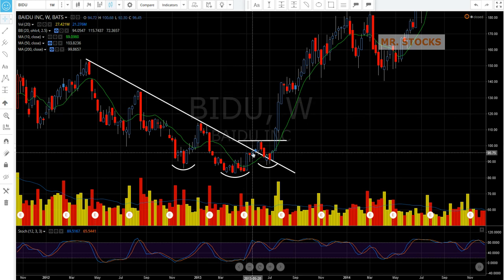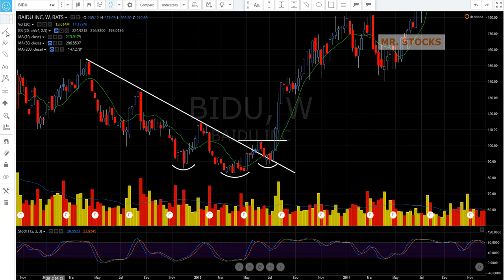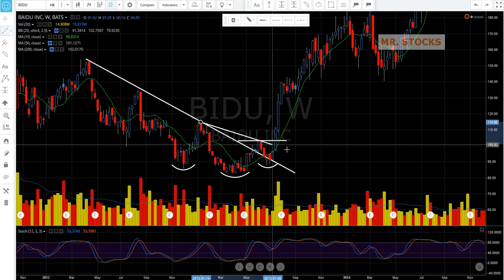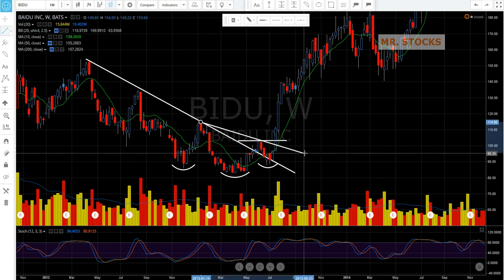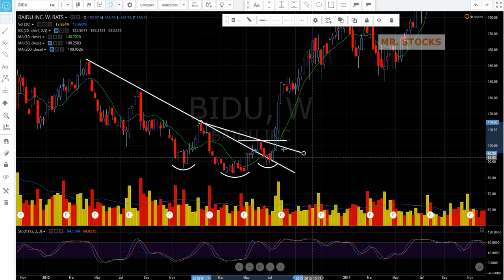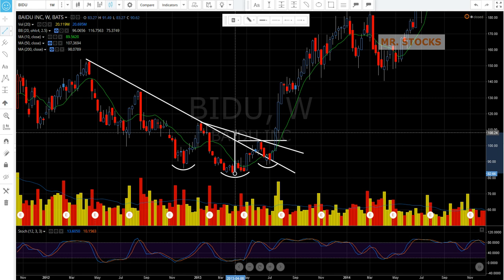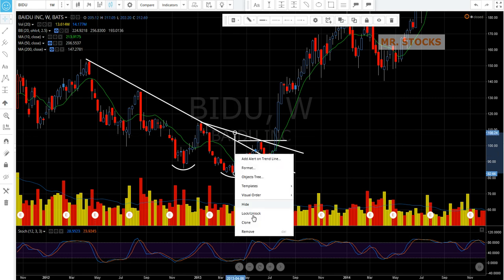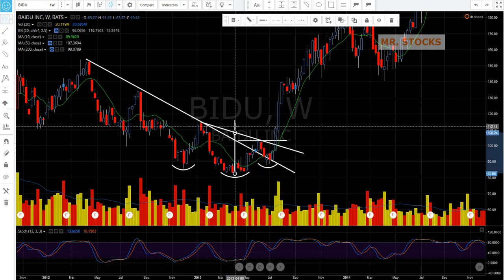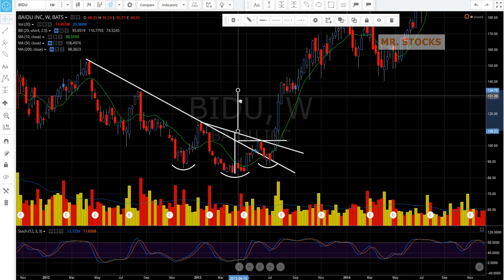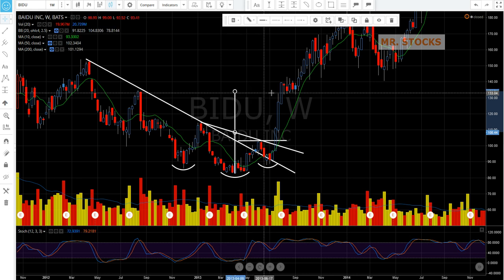One other thing, let's see. Oh, I wanted to go ahead and show you a measured move, another one, so you can get an idea how measured moves work. Here's the neckline for the inverse head and shoulder. Here's the measured distance. I'm going to go ahead and clone that and measure it up to here. So in terms of price target at this time, we were looking at this area here.